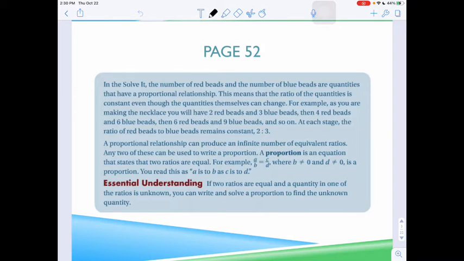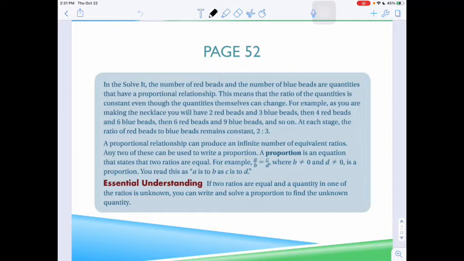This means that the ratio of the quantities is constant, even though the quantities themselves can change. For example, as you are making the necklace, you will have 2 red beads and 3 blue beads, then 4 red beads and 6 blue beads, then 6 red beads and 9 blue beads, and so on. At each stage, the ratio of red beads to blue beads remains constant, 2 to 3. A proportional relationship can produce an infinite number of equivalent ratios.